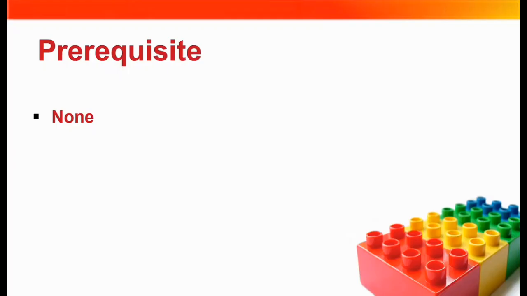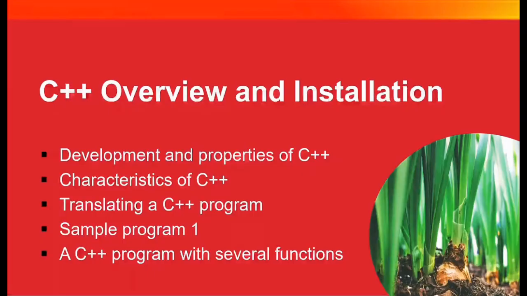So we'll be having a look at an overview of C++ and object-oriented programming. There is no prerequisite prior to taking this course, so please feel free to take things at your own pace and take advantage of the course material that we have provided. We'll be looking at the development and properties of C++, characteristics of C++, translating a C++ program. So how do we go from the actual code to an executable file? And then lastly, we'll be going over 2 sample programs.